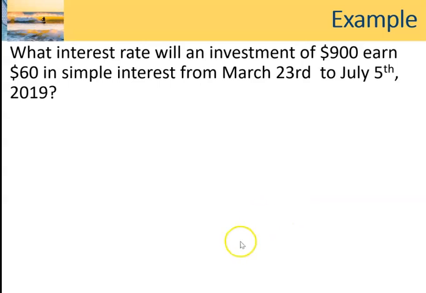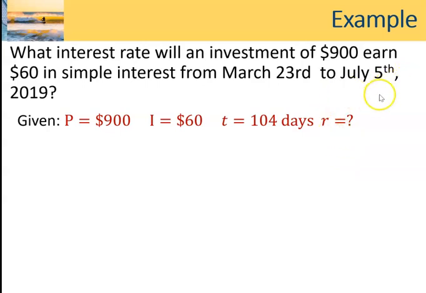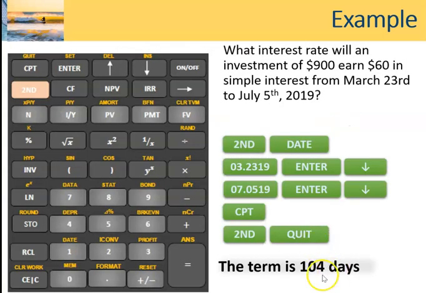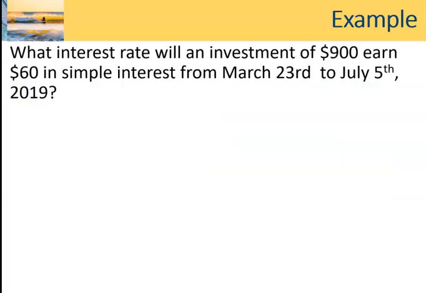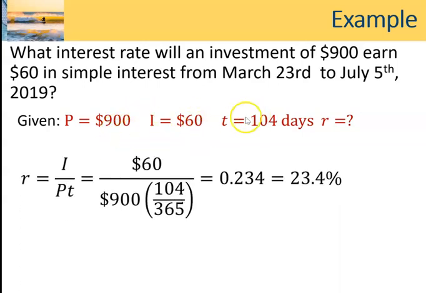Okay, so what interest rate will an investment of $900 earn $60 in simple interest from March 23rd to July 5th, 2019? So we just did this using the Texas Instruments to figure out how many days it was, right? So we figured out that it was 104 days. So now we need to actually do the calculation. So we have the principal is 900. The interest earned is 60. The term is 104 days. And now we need to figure out what the interest rate is.